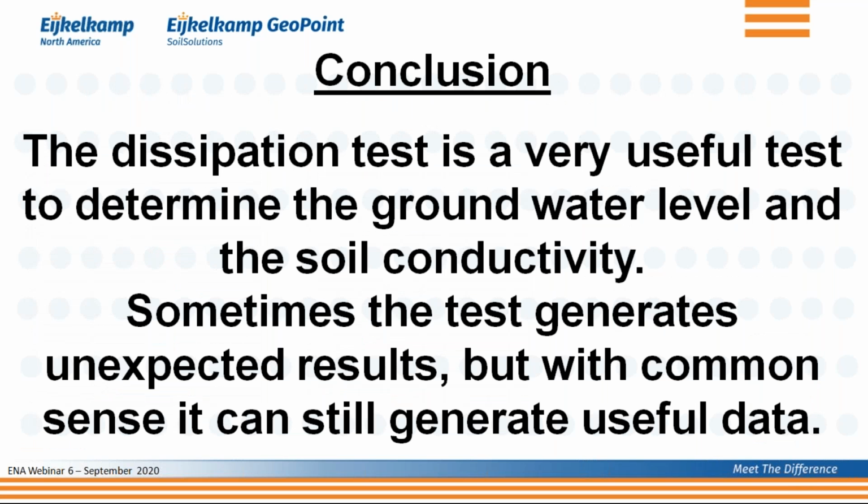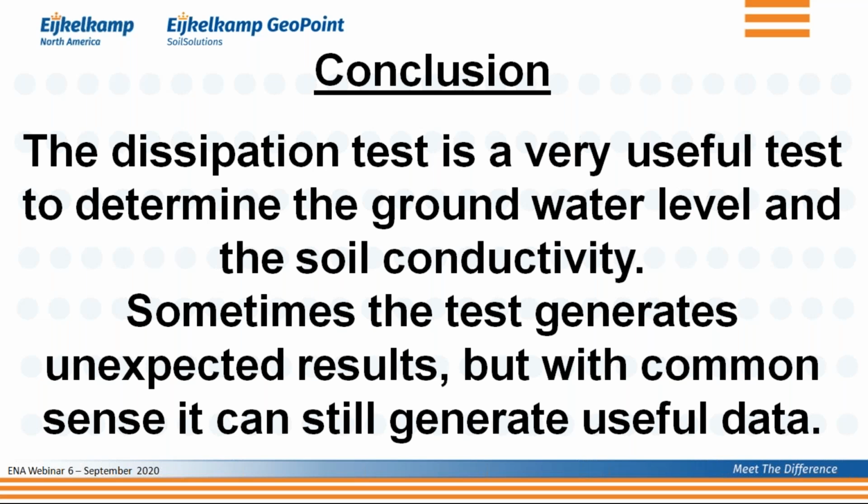So with that, I'm at the end of this presentation, and we always try to keep these presentations within about half an hour. The conclusion is very simple. Dissipation test is a very useful test. You can determine the groundwater level with it. Now, ideally speaking, do the test when you're in sand, or you can determine the soil conductivity, and the T50 gives you a fairly accurate idea of what this soil conductivity is, which then helps you to develop settlement calculations or do other engineering work with that.